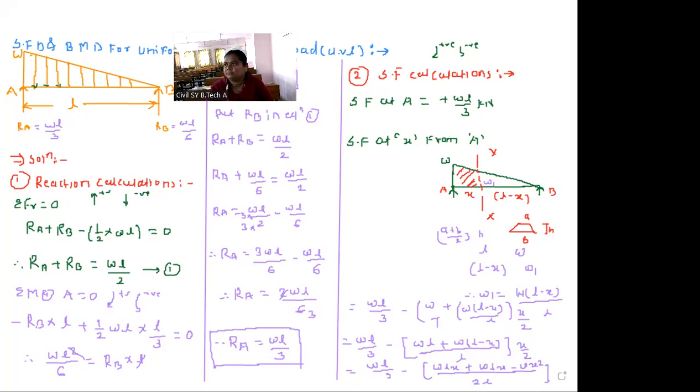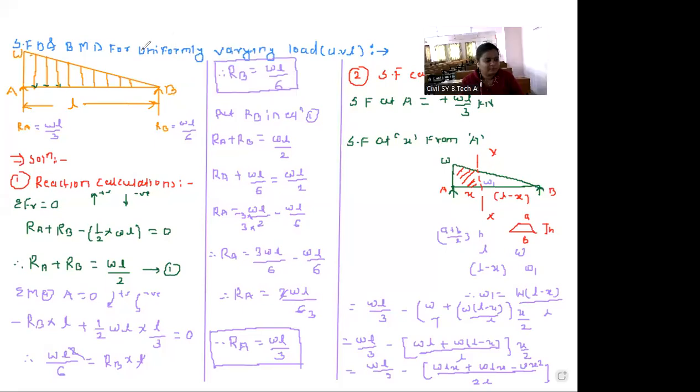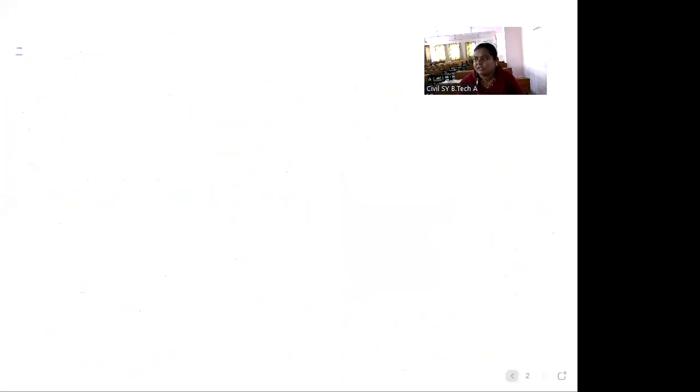After that, next step. Now we will simplify this equation again. So please wait. I will write the previous equation: WL by 3 minus, in bracket, WL plus WL minus WX divided by L, into X by 2. So it is equal to WL by 3 minus, we will first multiply this X to this whole bracket. So WLX plus WLX minus WX square, divided by 2 into L is 2L. So bracket close. Now we will take this WL.